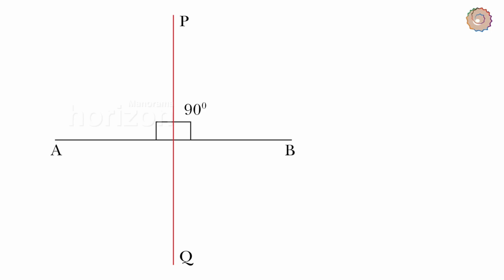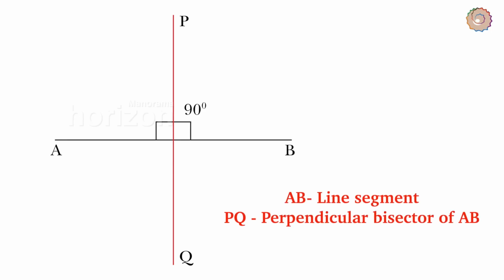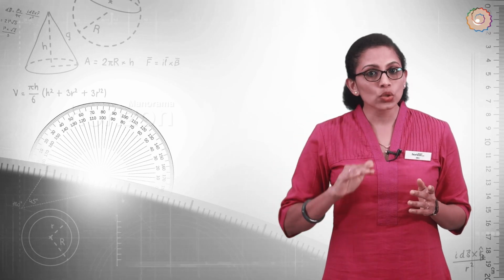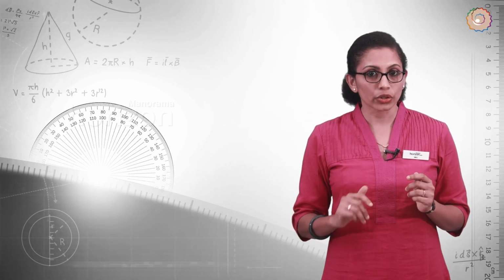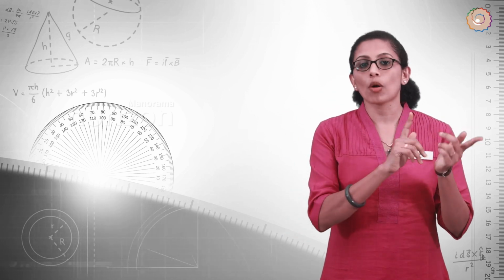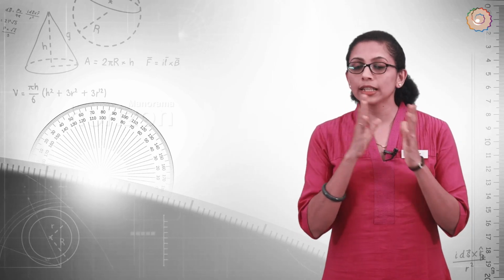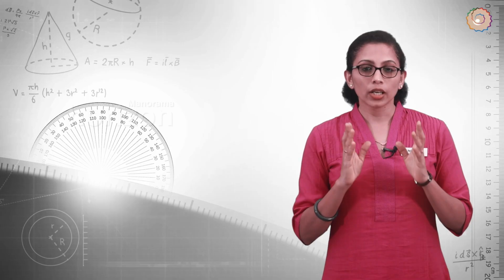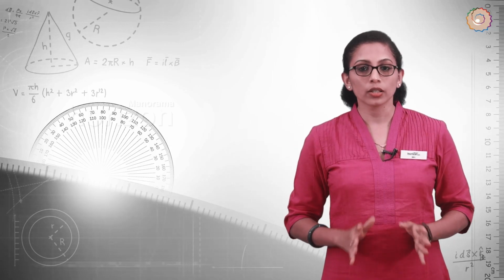In the figure, you can see that AB is a given line segment and PQ is a perpendicular bisector of AB. So, if the question comes to construct a perpendicular bisector, our aim is to draw the line PQ using compass and ruler. And once drawn, you can verify that the angle they formed is 90 degrees using the protractor, right? Now, let's move on to the construction part.